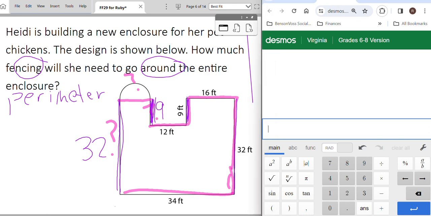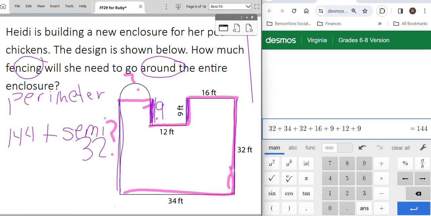So before I do anything else, let's add up the numbers that I know. I'm going to start with 32. Then I'm going to go to 34. Then I'm going to go to 32. Then I'm going to add 16. And then 9. And then 12. And then 9. So all of those numbers give us 144, but we're missing something. We're missing the circumference, put a C up here, of a semicircle.